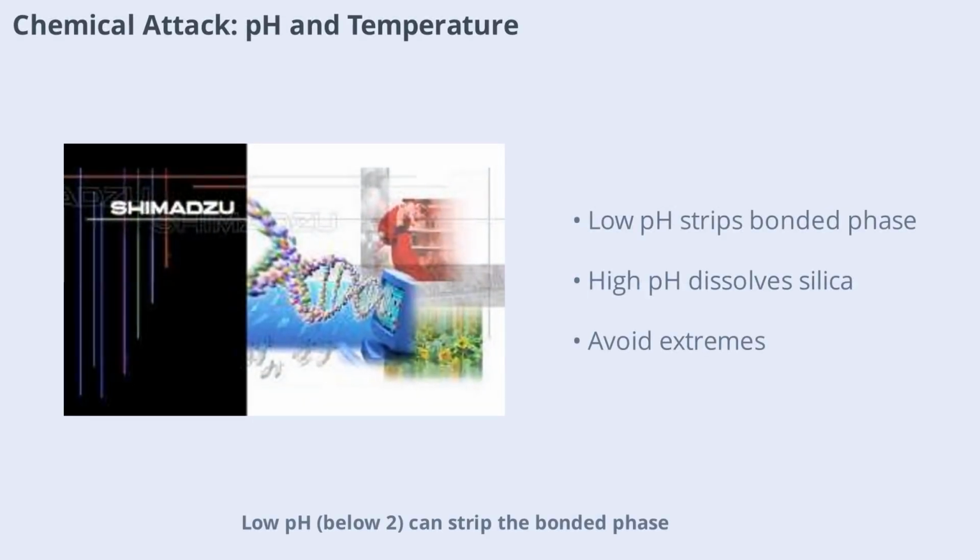Low pH below 2 can strip the bonded phase, exposing free silanol groups and increasing polarity. High pH above 8 dissolves silica, forming end voids. High temperatures and high salt concentrations also accelerate column degradation. To maximize column life, keep pH below 7.5 and avoid extreme conditions.